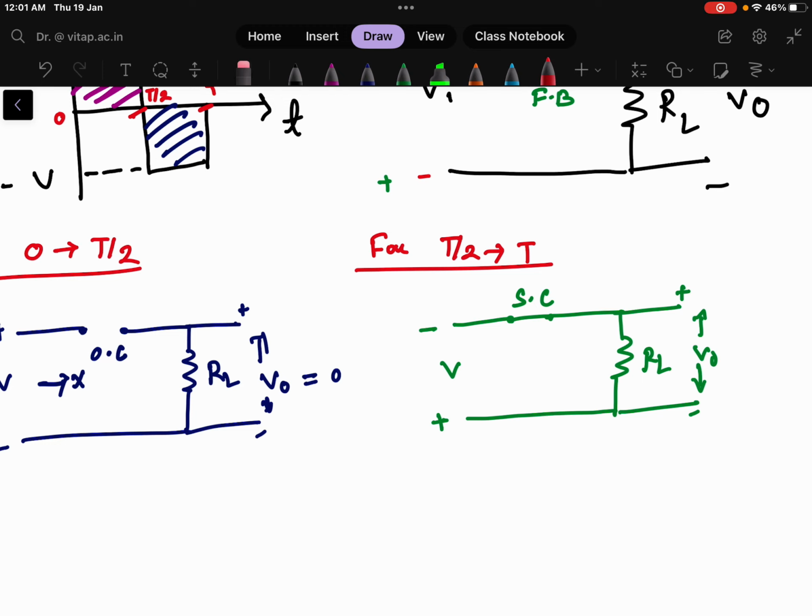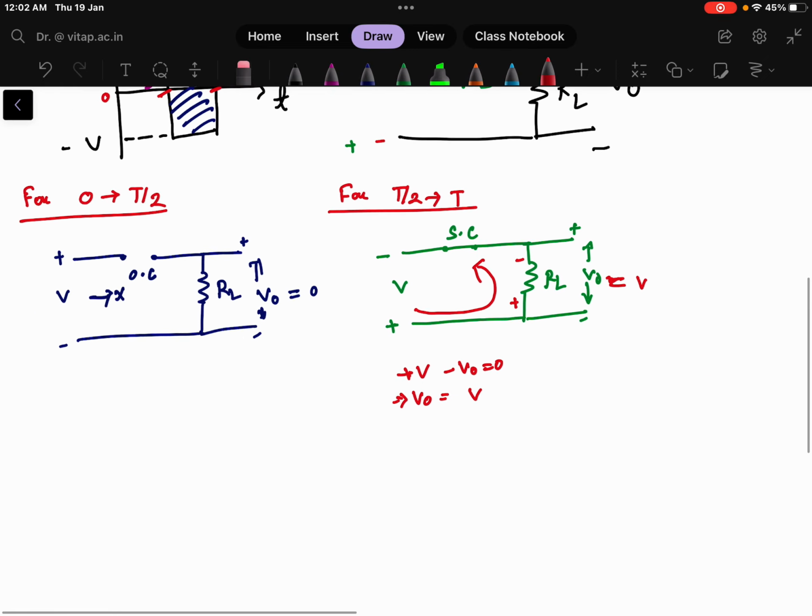I can just apply KVL here. The plus sign is here, so the current will be flowing in this direction first of all. If I apply KVL now, this is minus, this is plus, so I will take plus V. Applying KVL across this resistance, this will be plus, this will be minus, and I am taking it like this because the current is flowing in that direction. So minus the voltage drop across this RL, which is my V0. I will take minus V0 equals 0, and that implies V0 equals V volts, positive V volts. So in this case the V0 value is V.